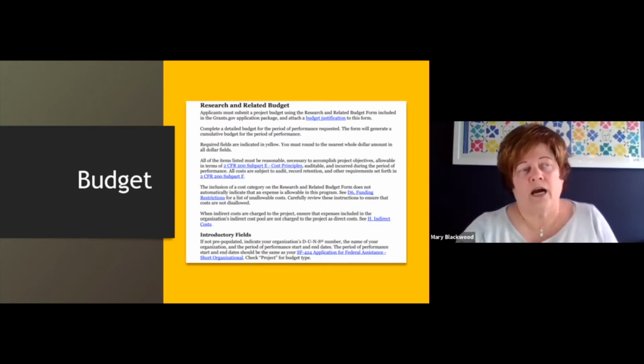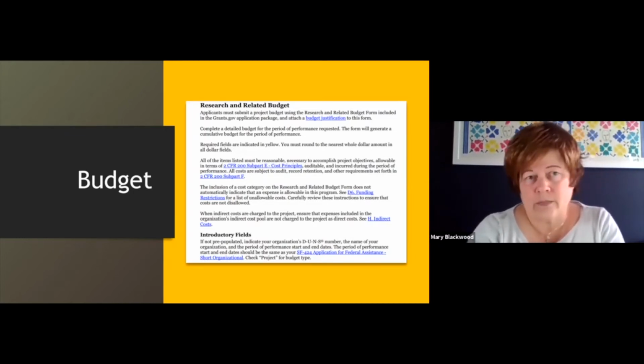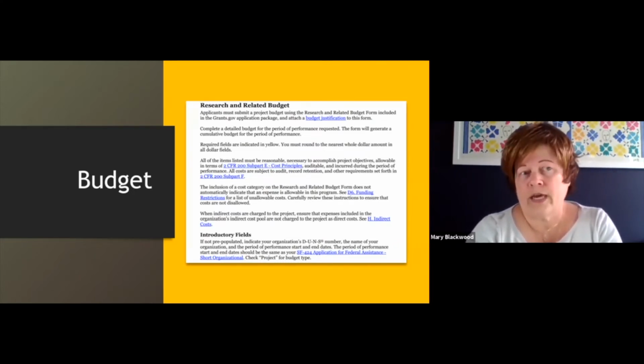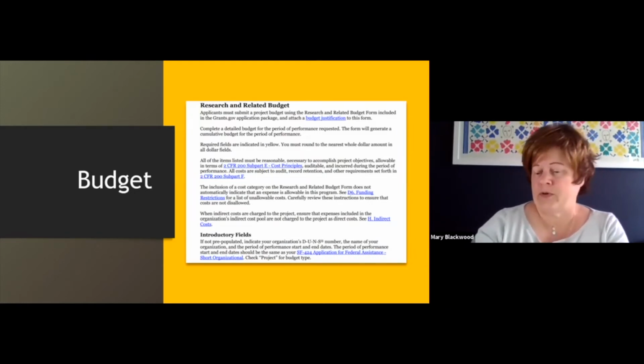A lot of smaller sponsors will have much simpler information about the budget. They might say, you can use this budget to buy supplies and travel and pay somebody to do a bit of research. They might say you can't use it to support your own salary, or you can't use it for food and beverages. So they'll be pretty simple. Just follow their guidelines.